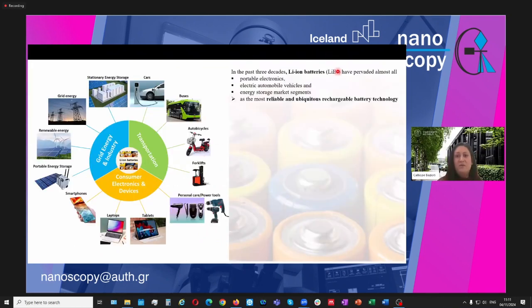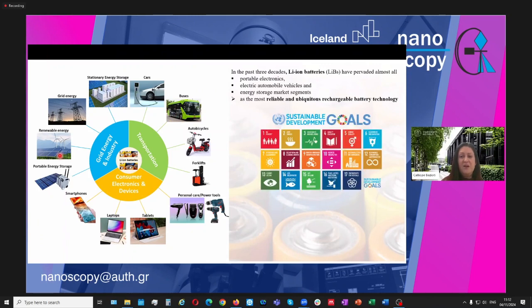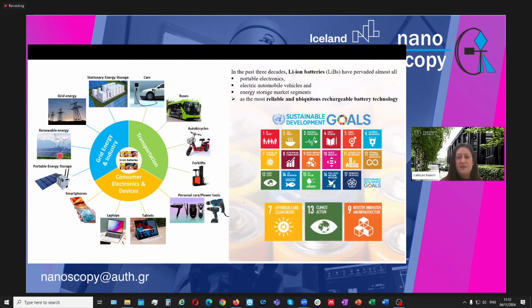It is well known that in the past 3 decades, lithium-ion batteries have pervaded almost all portable electronics like smartphones, laptops, tablets, all electric automobile vehicles, and also different segments of the energy storage market, as the most reliable rechargeable battery technology. Of course, these activities are in line with the societal needs addressed by the UN Sustainable Development Goals, and in particular, the goals for affordable and clean energy, climate action, industry, and infrastructure.